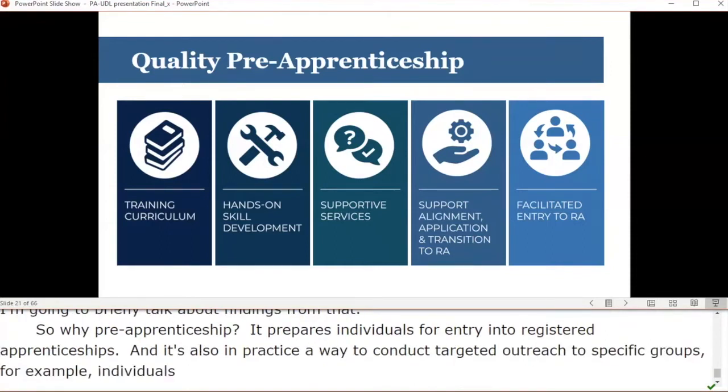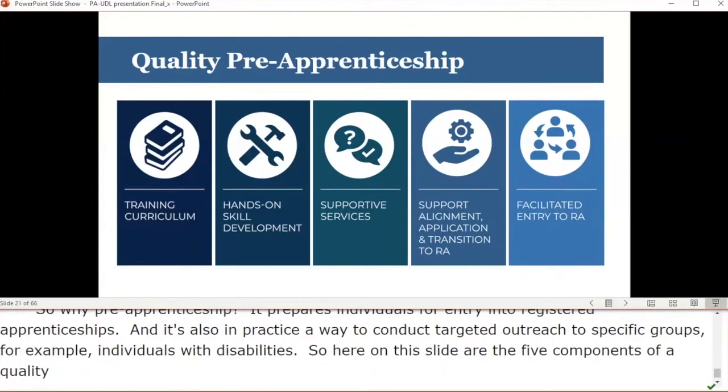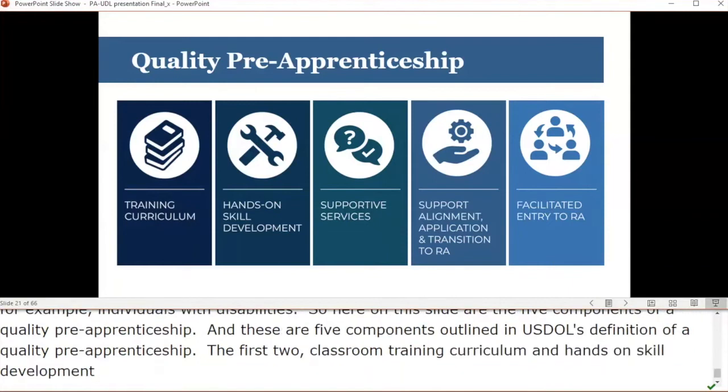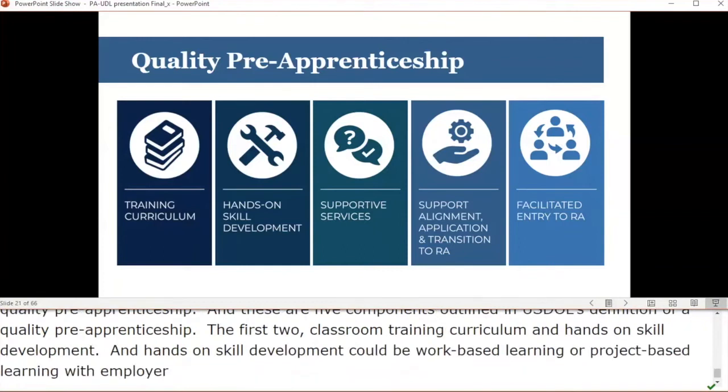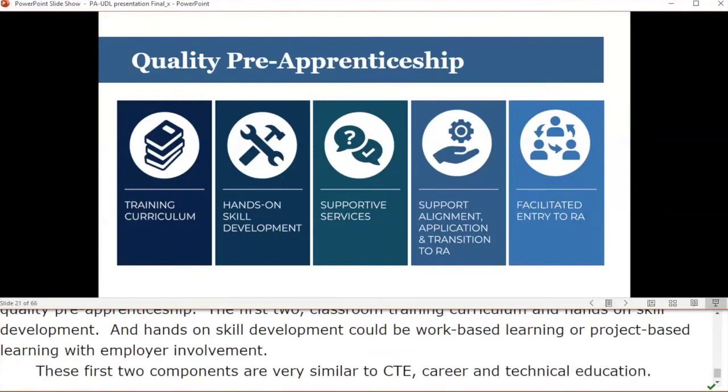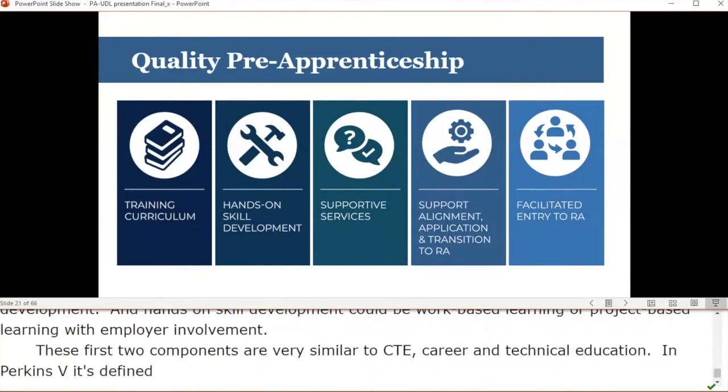And so here on this slide are the 5 components of a quality pre-apprenticeship. These are 5 components outlined in USDOL's definition of a quality pre-apprenticeship. So the first 2, classroom training curriculum and hands-on skill development. And hands-on skill development could be work-based learning or project-based learning with employer involvement. These first 2 components are very similar to CTE, Career and Technical Education. In Perkins 5, it's defined as having rigorous academic content and work-based or applied learning. So pre-apprenticeship is really a CTE model.